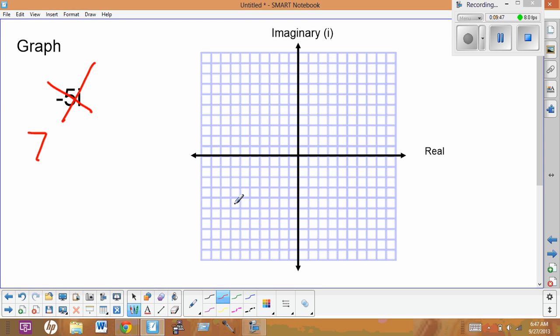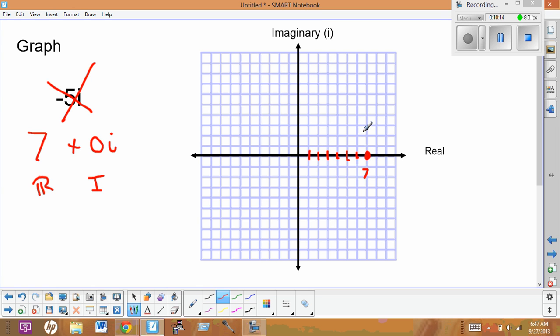Okay, so hopefully you're back now. In this case, this is a pure real number. That means our imaginary part is 0. So that tells me that my point is on the real axis. So real part is 7, imaginary is 0. So I'm simply going to go over 7. There's 7, and there's our point.